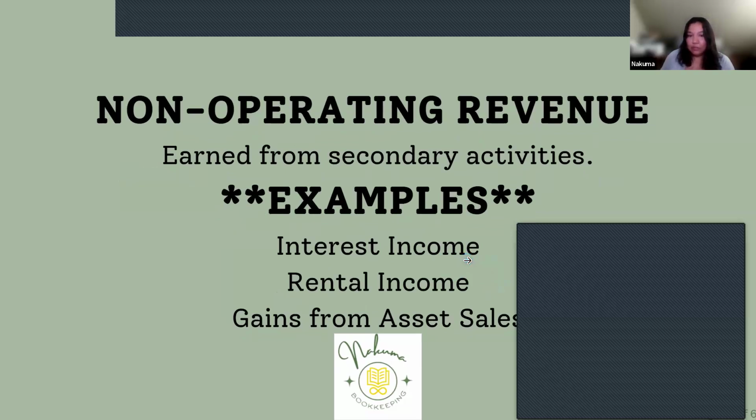Non-operating revenues can be interest income, rental income, or gains from asset sales. Going back to the hairdresser example, many hairdressers will have chairs to rent to other hairdressers, so that is rental income they can receive. They can also gain from asset sales. So if you have multiple properties, you can sell or rent them in that way.